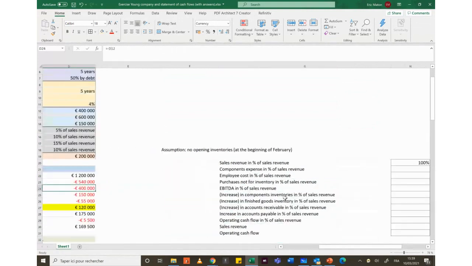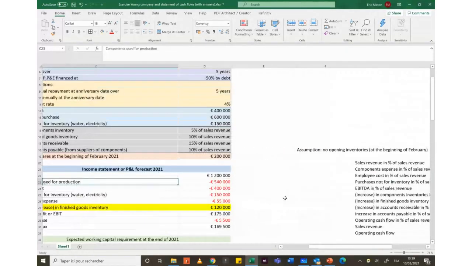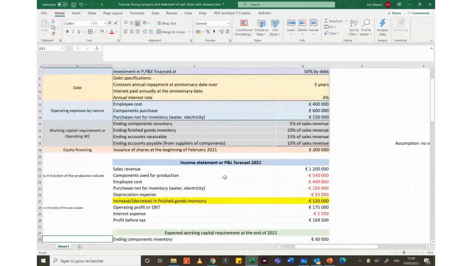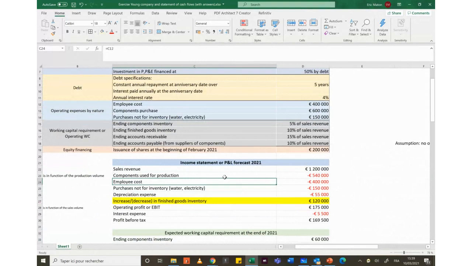Right. Now I will spend too much time because I need to transform everything in order to have only the expense for what I sell. The problem of my P&L, it's I don't have in function of what I sell. In the employee cost, I can have employees in the factory. I can have employees in the commercial, administrative, and research and development part. So I need to split and to take the employee cost in the factory only in proportion of the sales revenue. I need to do the same for everything.